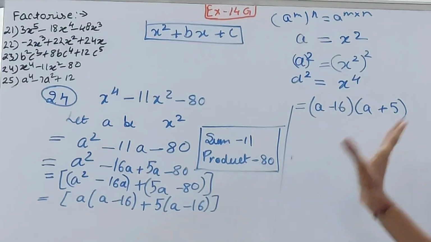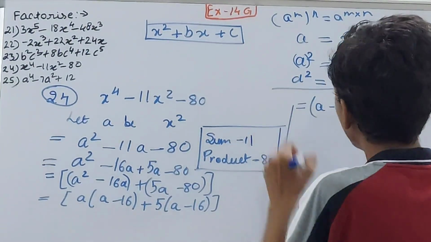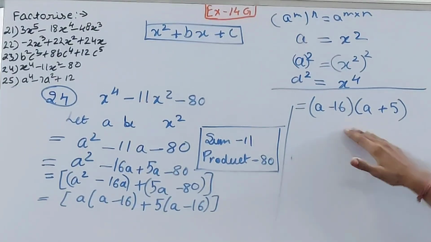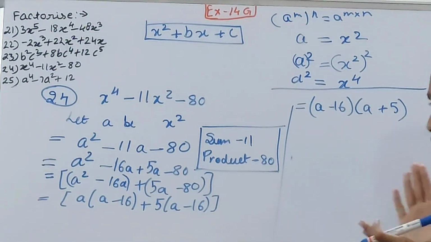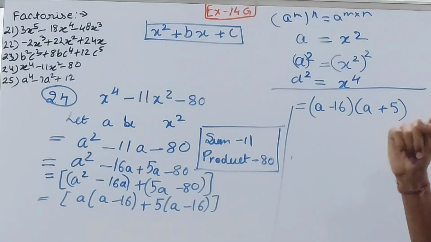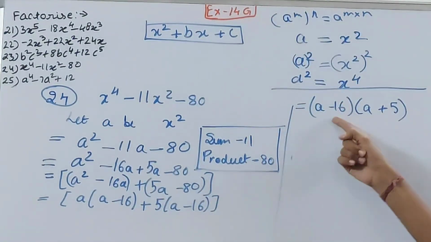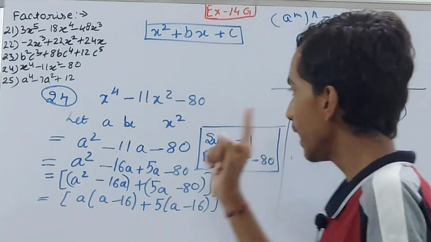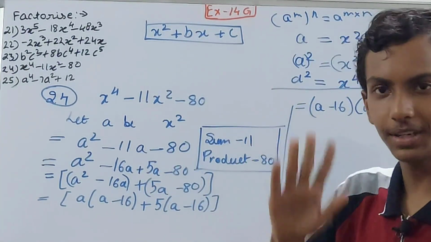Now, you will think that your question is finished and factorization is over, right? This part is completely different. Now, it is not over right here, right? A minus 16 and a plus 5 is not the final answer. Why? Because the question was in terms of x and we have written it in a, so it will be marked wrong. Why? Because we have to write it also in terms of x only. Our final answer has to come in terms of x.